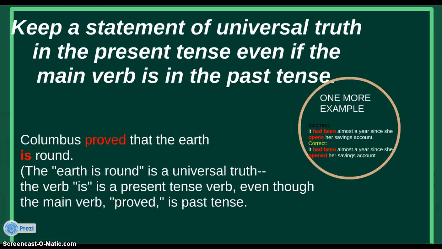For a statement of universal truth, meaning something that stays the same no matter what, use that in the present tense, even if the main verb in the sentence is in the past tense. Let me give you an example. Columbus proved that the earth is round. Earth is round is a universal truth. It's been round, it is round, it will always be round. We use the word is because that's a present tense verb, even though in that sentence, proved, the main verb, is past tense. We still use the present tense verb is to state the universal truth, the earth is round.